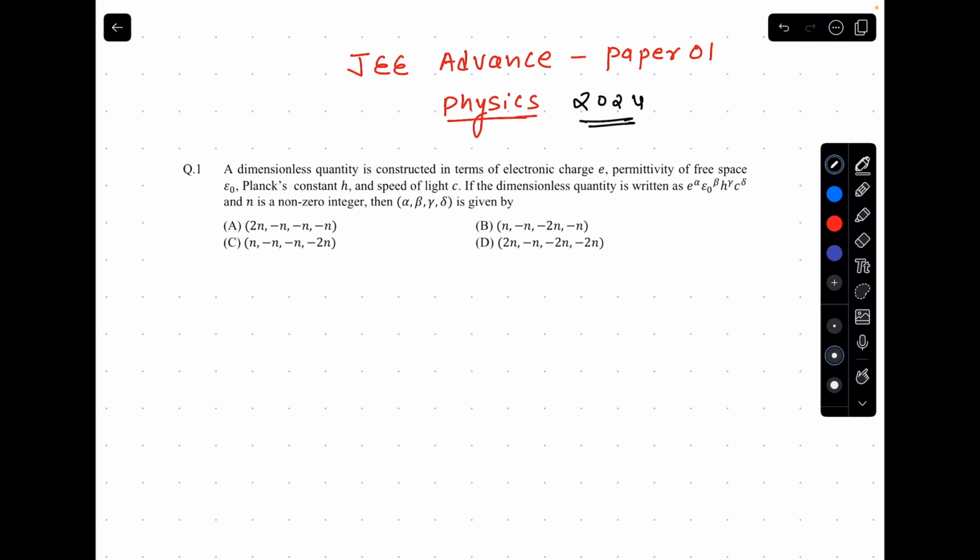In the first question it is given that a dimensionless quantity is constructed in terms of the electronic charge e, permittivity of free space epsilon naught, Planck's constant, and speed of light. Then it is written in this equation. Then we need to find out what can be the possible values of alpha, beta, gamma and delta.